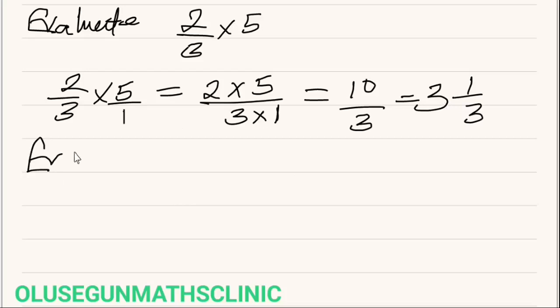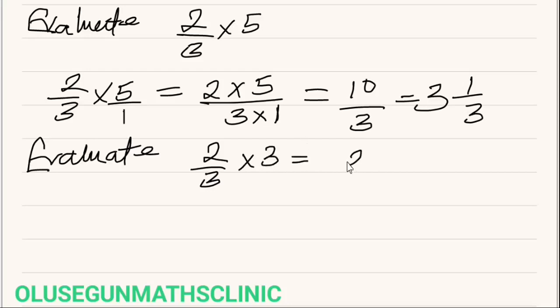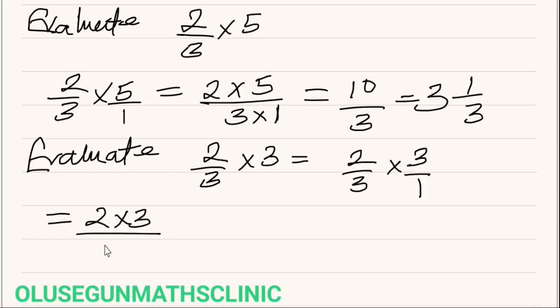Another one is evaluate 2/3 times 3. So in evaluating this, it will be 2/3 times 3/1, which is equal to 2 times 3 over 3 times 1, which is equal to 6/3. And 6/3 is equal to 2. So that is all. That is the simple way of doing that.